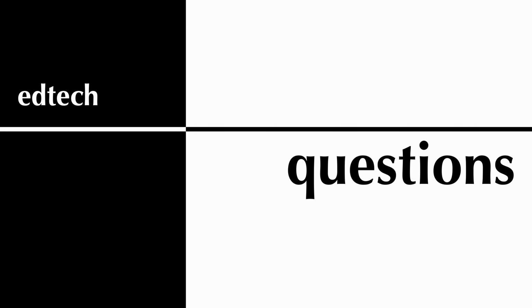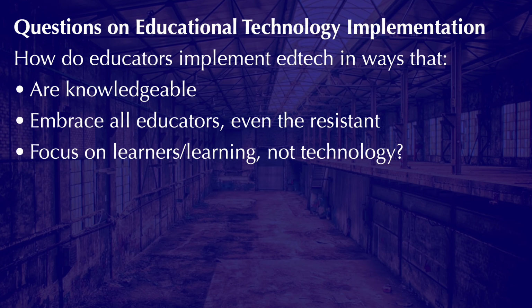Finally, some questions for you to ponder as you go on your merry way. How do educators implement EdTech in ways that are knowledgeable so that they know what they're doing, that embraces all of the educators, not just some of them, and even the most resistant? If you get those people on side, that's great. And then finally, how do you focus on learners and learning and not just technology?